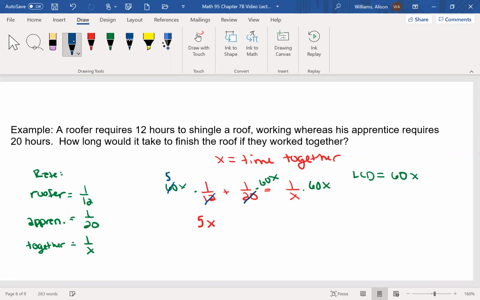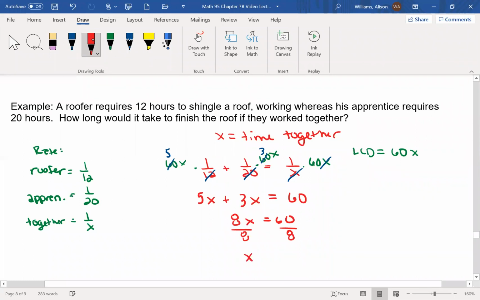20 goes into 60 3 times. And then 1 times the 3, oh, there's a plus. 1 times the 3 is 3, and an x equals, okay, so in the last one, x cancels, and I'm left with 60. All right, let's add that together. So that's going to be 8x equals 60. And then I'm going to want to divide 60 by 8. And just grab your calculator and plug that in.